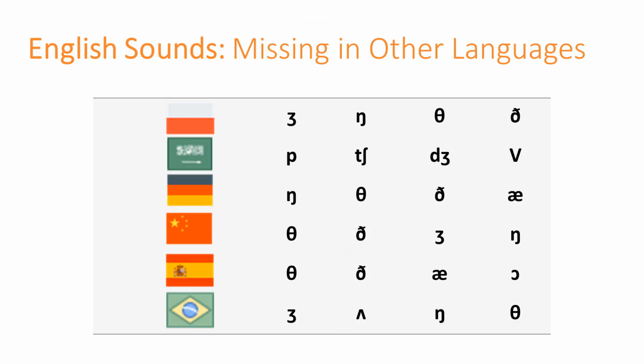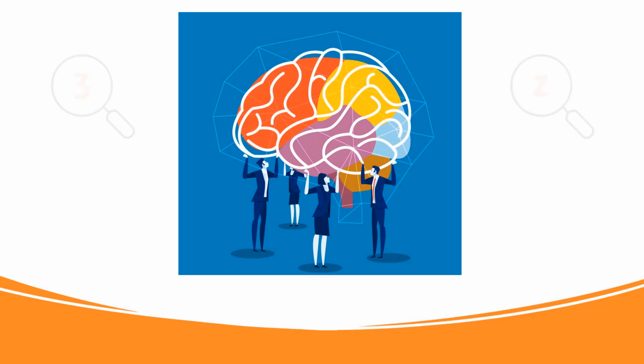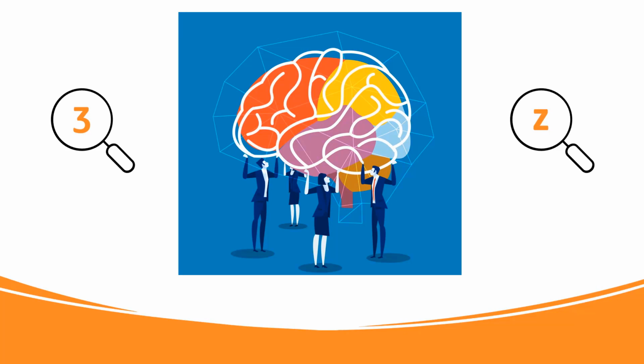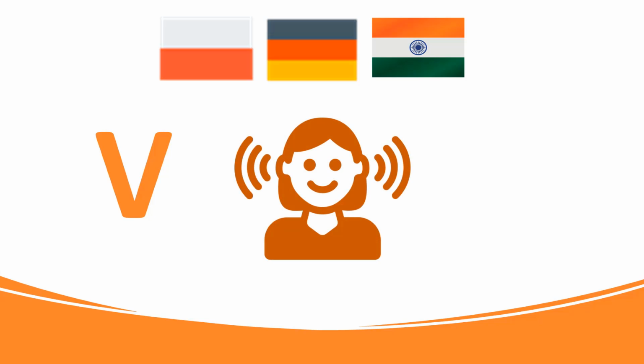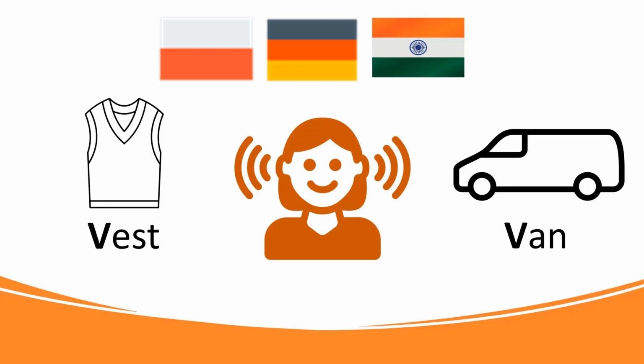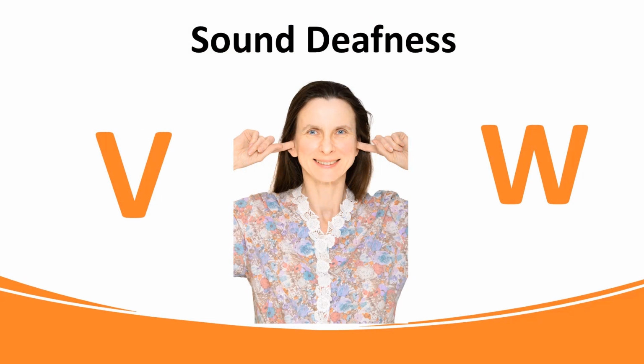Now, because some languages don't have certain English sounds, it makes it hard for speakers of those languages to hear or say them correctly. The brain gradually loses the ability to distinguish those sounds. For example, many languages do not have the V sound, so when they hear it, they think it's W instead. This makes it hard for them to say words like vest or van. I call this phenomenon sound deafness.